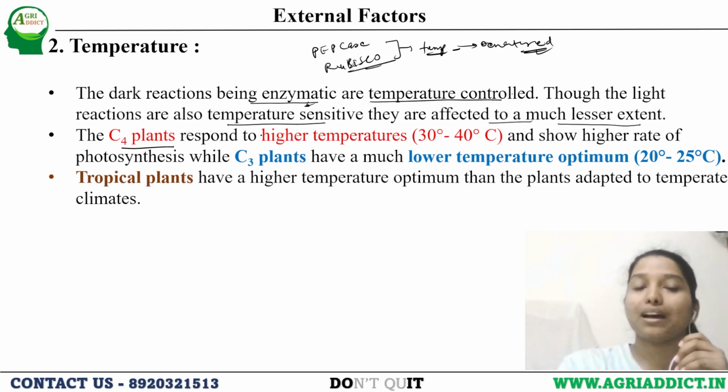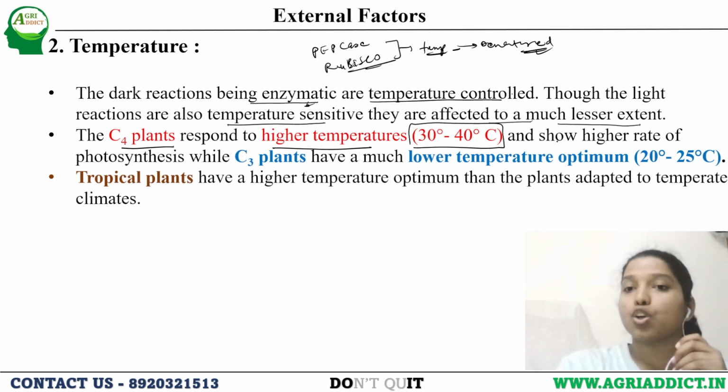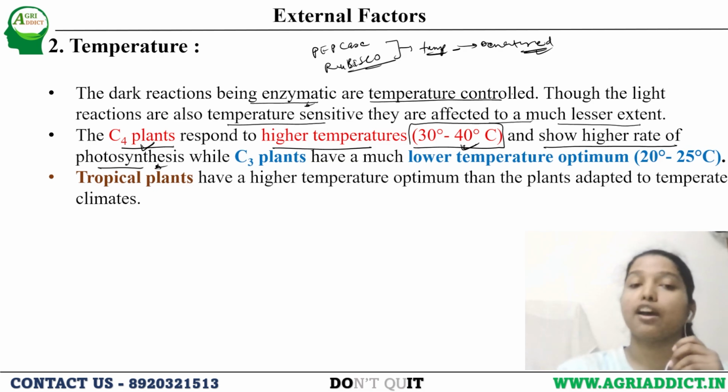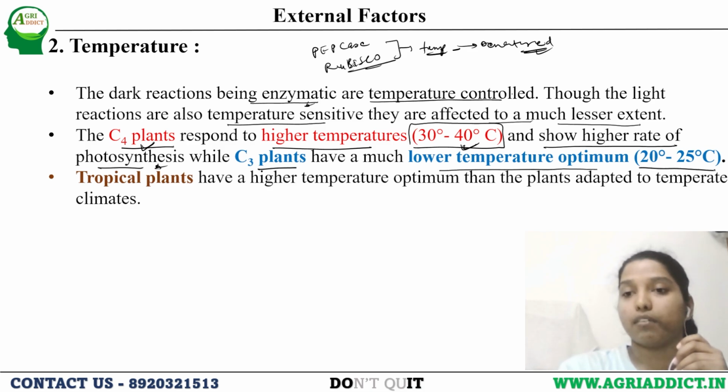Now, C4 plants respond to higher temperature, that is 30 to 40 degrees Celsius, and show a higher rate of photosynthesis. Even at a high temperature of about 30 to 40 degrees Celsius, C4 plants show a higher rate of photosynthesis, because they are adapted to that condition. Whereas in the case of C3 plants, a much lower temperature is optimum, meaning they can function properly within the range of 20 to 25 degrees Celsius.